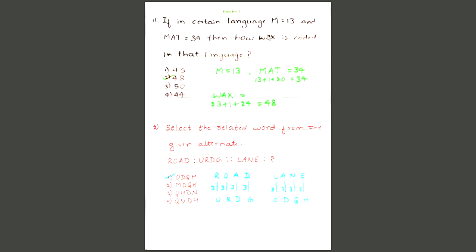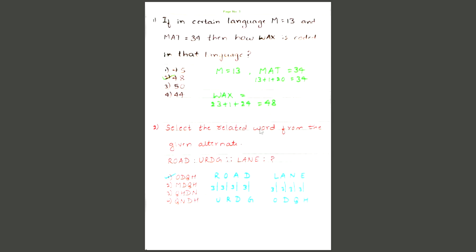Like that only, we write the numbering for the word WAX. Here W is the 23rd letter, A is the first letter, and X is the 24th letter. We are adding these numbers, we get 48. So WAX is coded as 48. It's option 2. Next question.